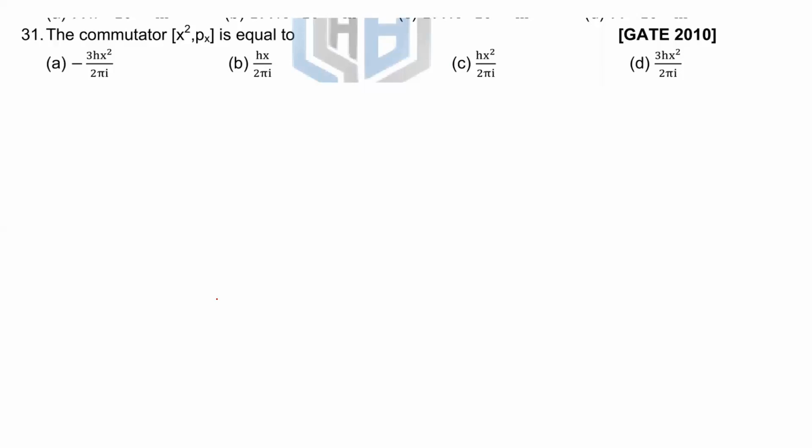Now let's move to the next question. Students, in this question, please make one correction. Here, in place of x squared, it should be x cubed.